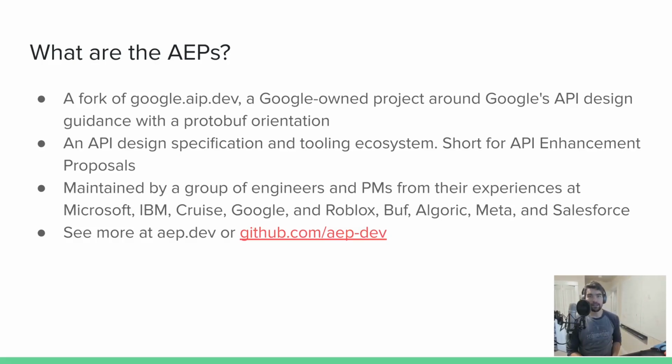So first off, I wanted to talk about what the AEPs actually are. They're a fork of a Google-owned project known as google.aip.dev that contained a lot of API design guidance and best practices for protobuf and gRPC APIs. But AEP is the fork of that, and what we're trying to build is an API design specification and tooling ecosystem. AEPs are short for API Enhancement Proposals, and we're a group of engineers and PMs across a variety of companies that you can see here working together because we're passionate about what we're building.